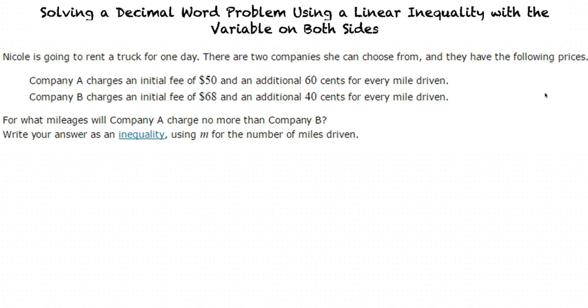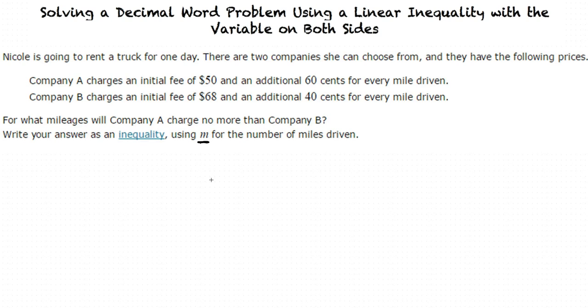Company A charges an initial fee of $50 and an additional 60 cents for every mile driven. Company B charges an initial fee of $68 and an additional 40 cents for every mile driven. For what mileages will Company A charge no more than Company B? Write your answer as an inequality using m for the number of miles driven.